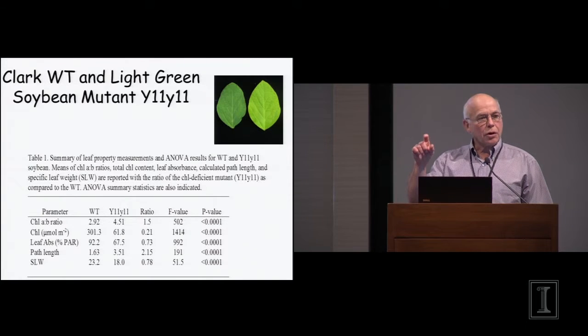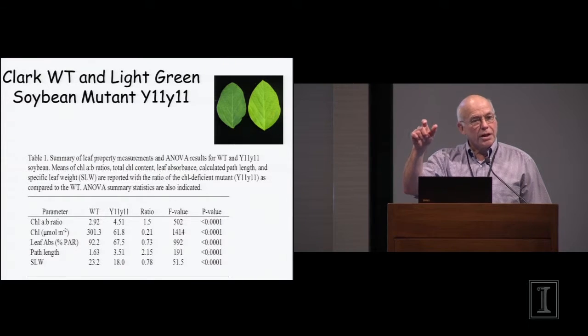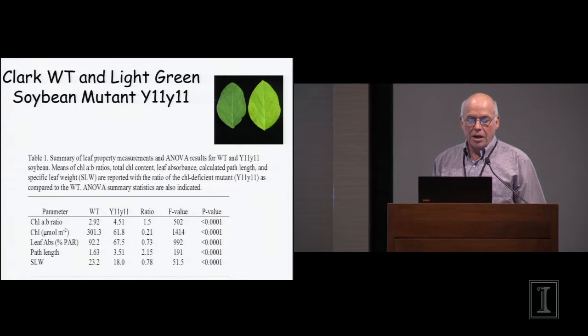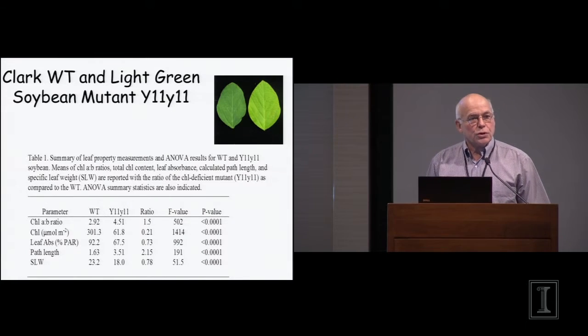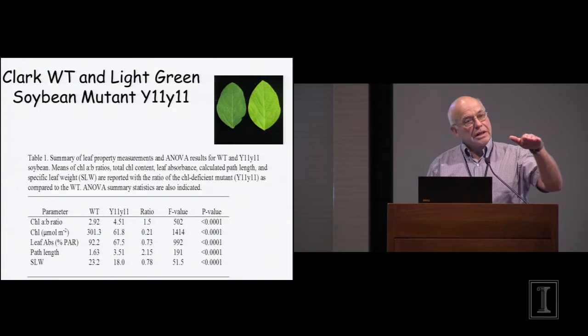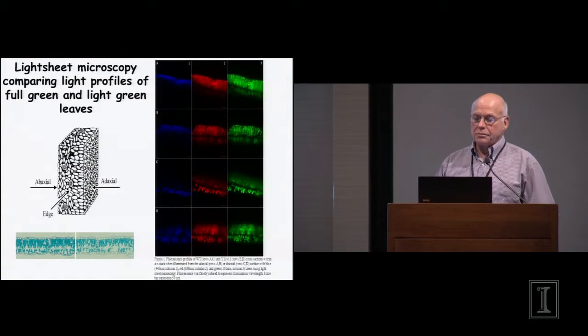This is in a Clark background, and so we can compare this light green mutant to a full green one, and they're isogenic other than the single mutation. What you can see in the table below is that in this mutant, chlorophyll is reduced by about 80%, and this reduction in chlorophyll reduces the absorptivity of those leaves by about 27%. So this is a pretty good test of what we want to look at.